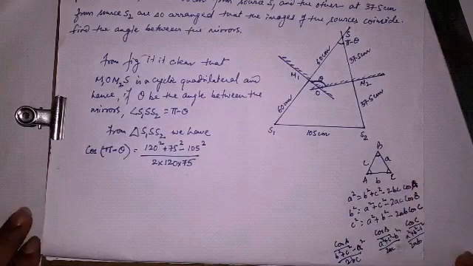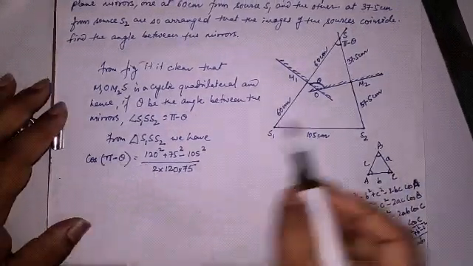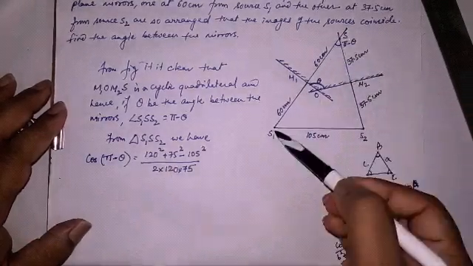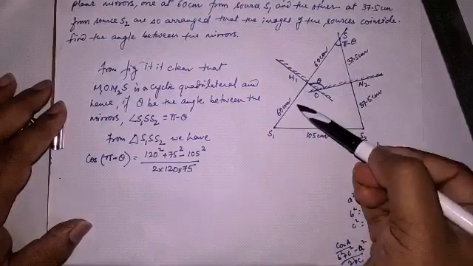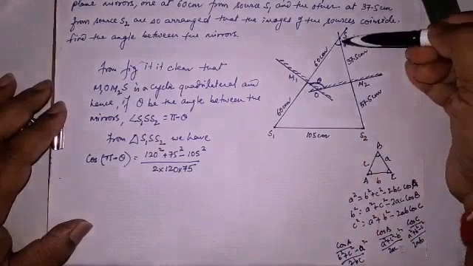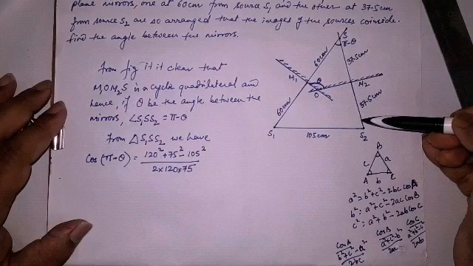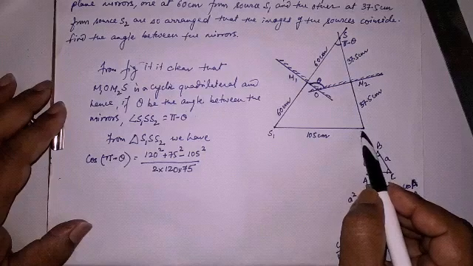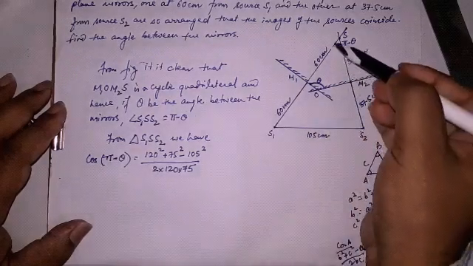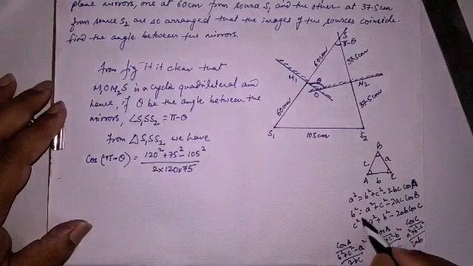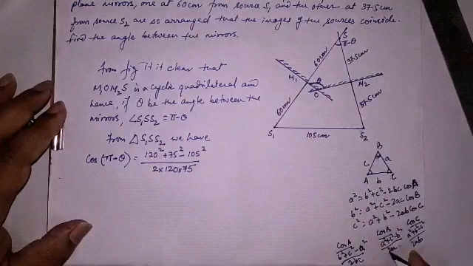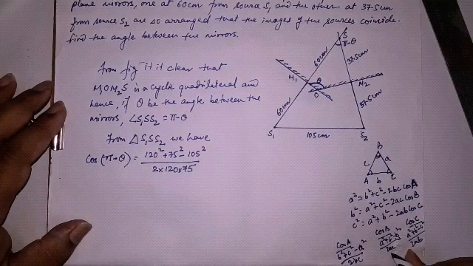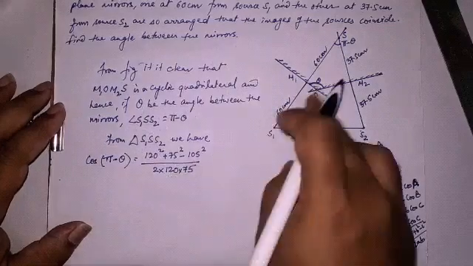From this relation only we have written this: cos pi minus theta is equal to square of this side, that is 120 centimeter, plus square of this side, that is 75 centimeter, minus square of this side, that is 105 square, divided by twice of this and this. So see this thing, if this is an angle B, so we are getting a square plus c square minus b square divided by 2ac. So this is how we get it.